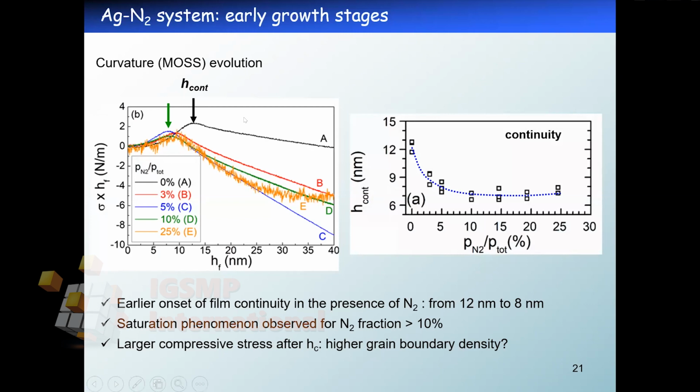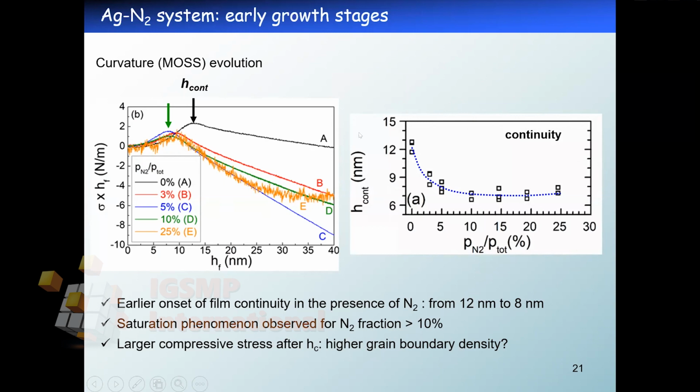I start to discuss the stress evolution. So the curve in black is the reference curve we have discussed already. This is the reference curve for silver in the pure argon atmosphere. And then as soon as we increase the nitrogen fraction in percentage in the plasma, you can notice that the position of the tensile peak is shifted to lower value.